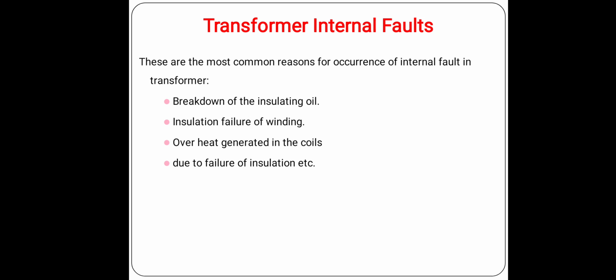So next one is transformer internal faults. Basically, these are the most common reasons for occurrence of internal fault in the transformer windings. First one is breakdown of the insulating oil. Second one is insulation failure of winding, overheat generated in the coils, and failure of insulation. Due to these reasons, we see the occurrence of internal faults in the transformer windings.